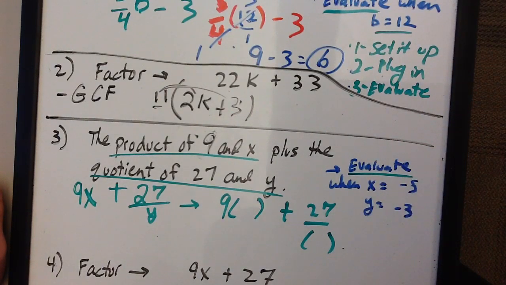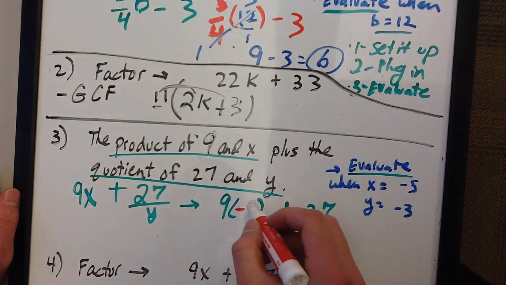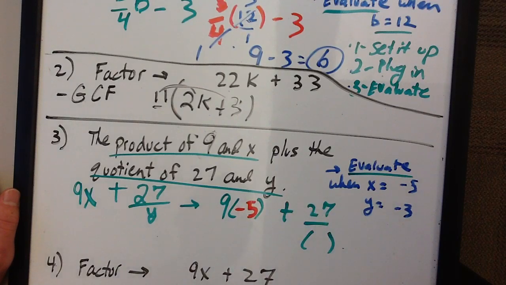That's step 1. I set it up by using parentheses wherever the variable is at. Step 2, I'm going to plug in. Plug in what those variables are equal to. Well, x is right here. X is negative 5, so I'm going to plug in negative 5. And here is a y. I'm going to plug in negative 3 for y. Okay, now I'm going to step 3, evaluate by following order of operations.